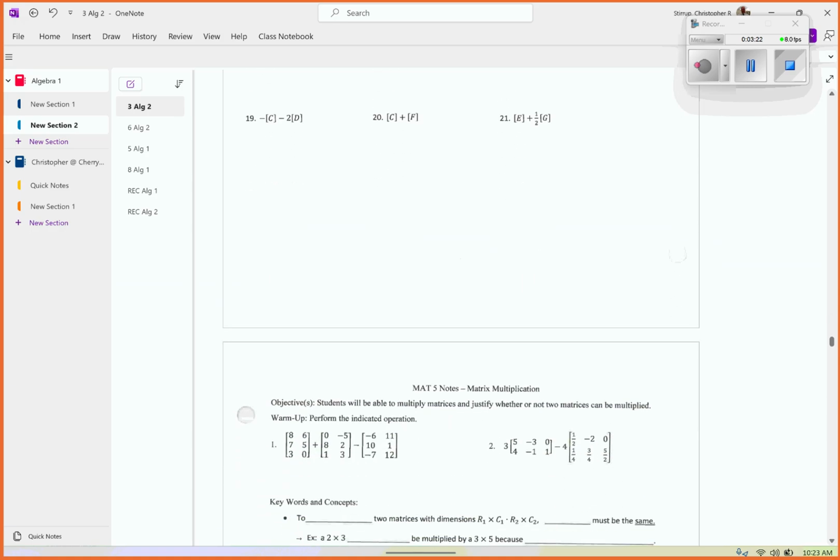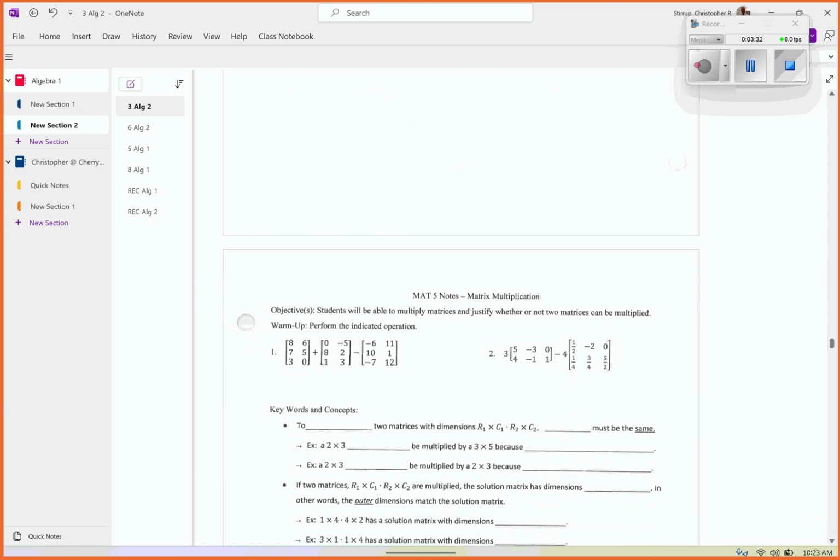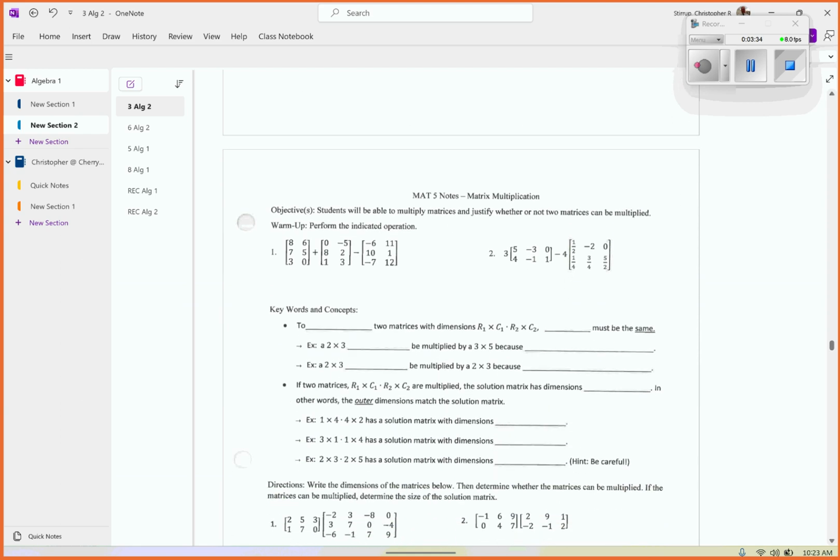Hey, what was the number in front of a matrix that's not part of the matrix? What was that called? It's a coefficient. It's also called the scalar. Okay? All right. So let's take a look at notes at 5. And let's go ahead and take a look at these.